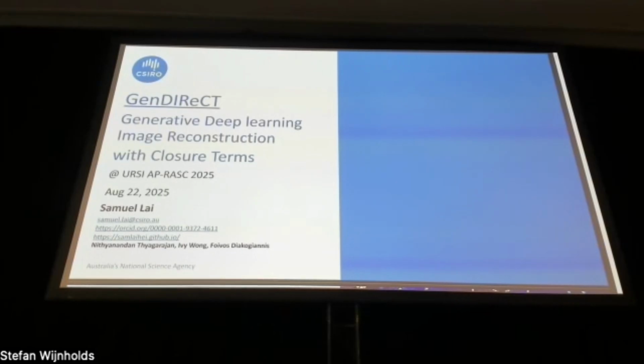And so, as a quick self-introduction, I'm Samuel Lai. I'm a postdoc at CSIRO, Australia's National Science Agency. I'm currently based in Western Australia, and my work has to do with image reconstruction, but doing it with machine learning and with closure terms. My collaborators in Western Australia are Nithyanandan Thagarajan, Ivy Wong, and Theobos, who's from Data61.